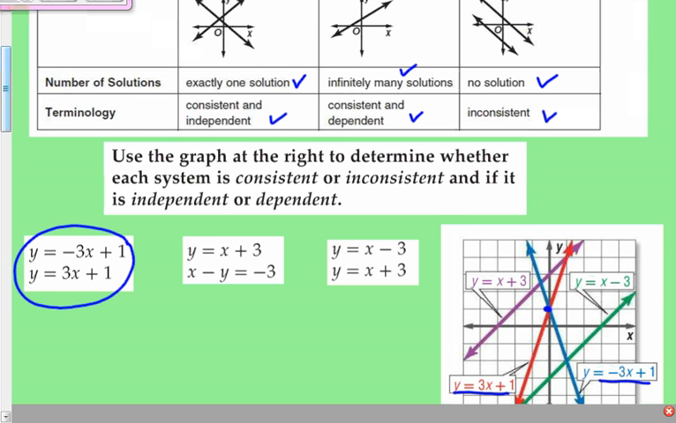So we're going to use this graph to determine whether they are consistent or inconsistent, and whether they're independent or dependent. So look back at our chart. If they cross at one point, they have exactly one solution. So they're called consistent and independent.